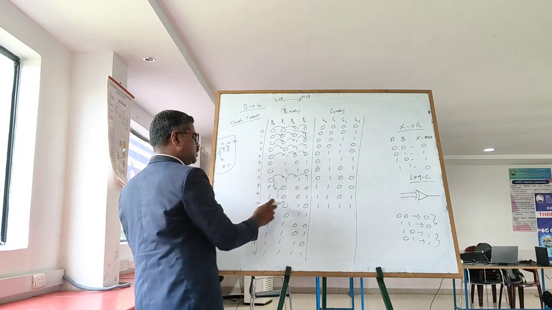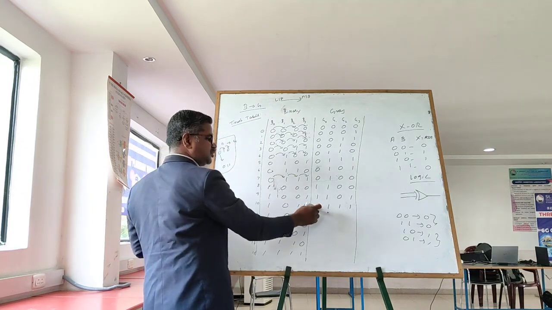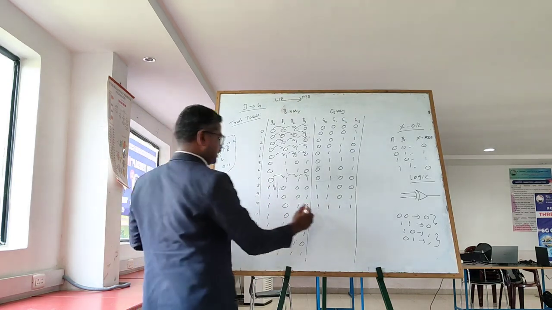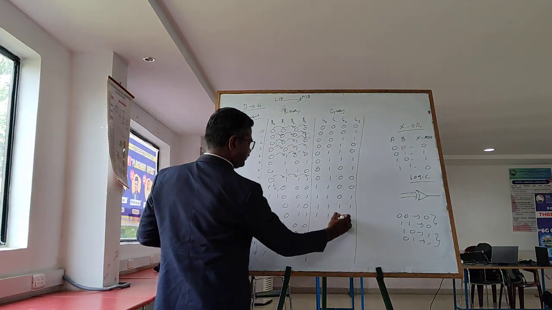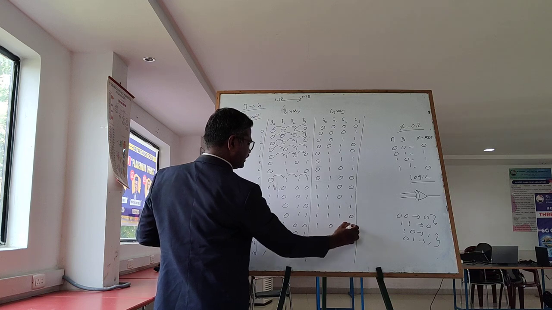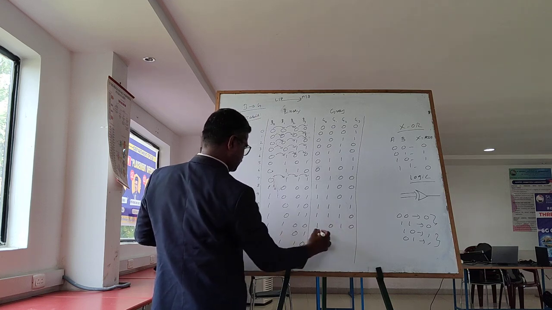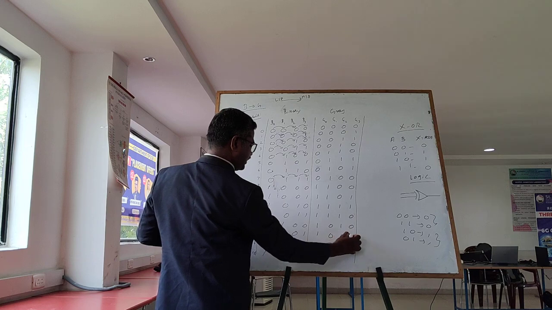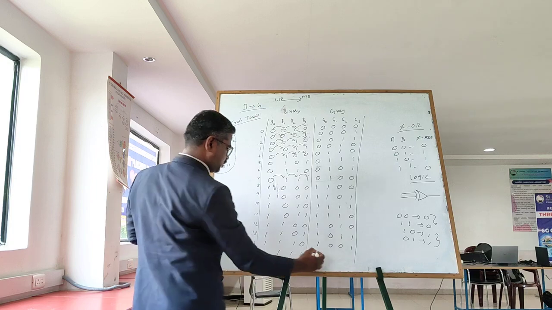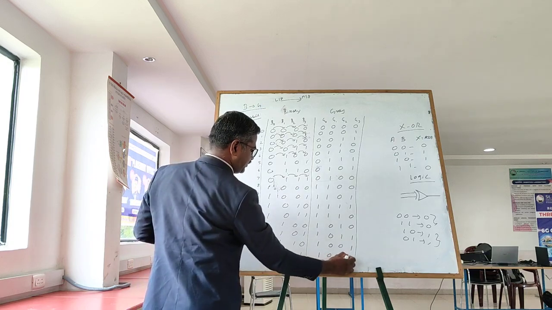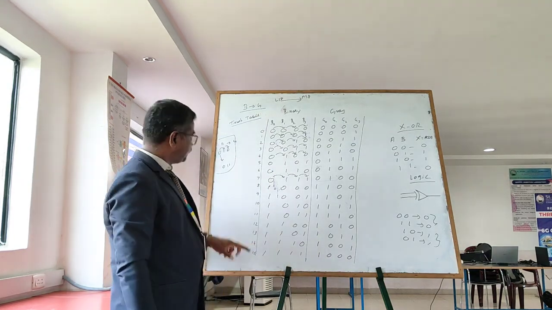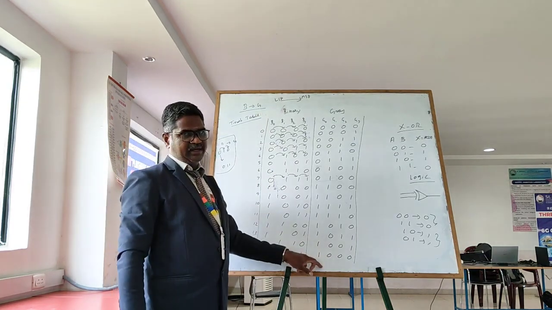So for 10, which is 1, 0, 1, 0, in terms of gray code, 1, 1, 1, 1. So 10 converted into 15. This is the conversion. Then 1, different, different, same. 1, same, different, same. Next, 1, same, different, different. Next, 1, same, same, different. The last one, 1, different, different, different. So see, 15 converted into 8. So if it is 15 in binary, the gray is 8, right?